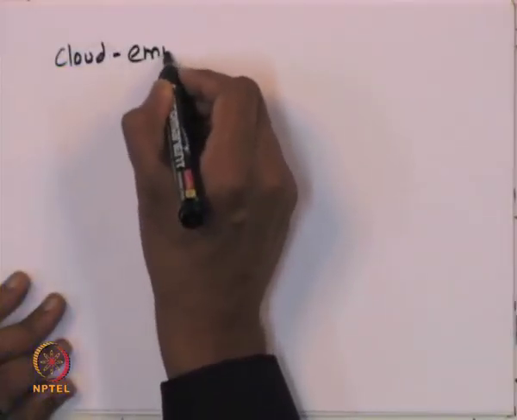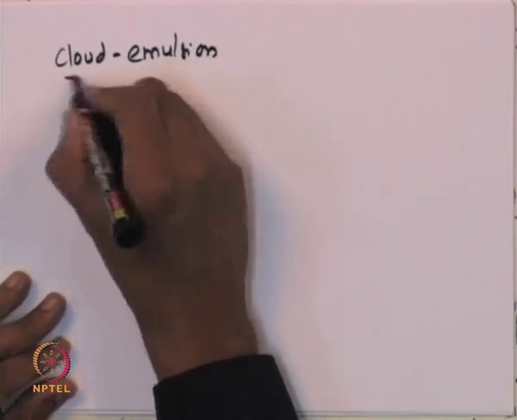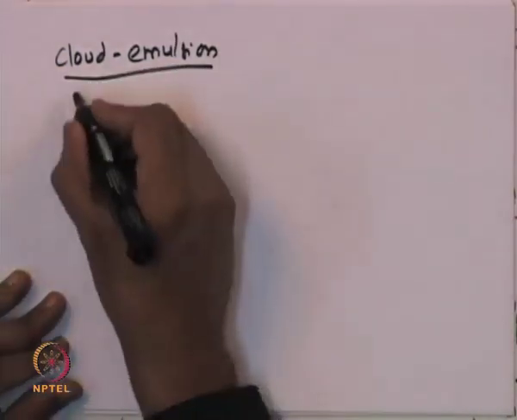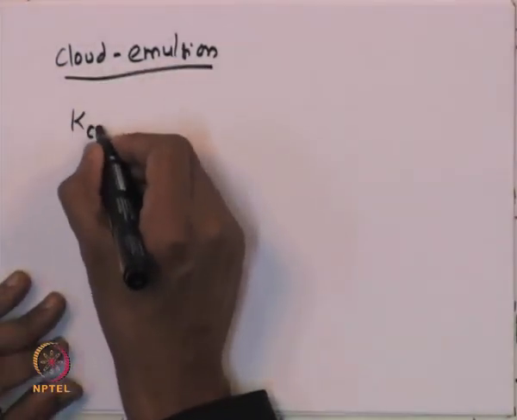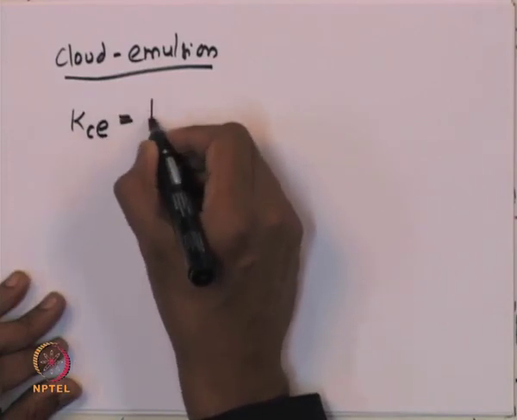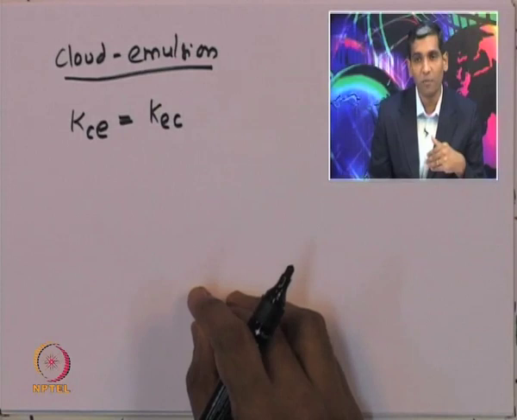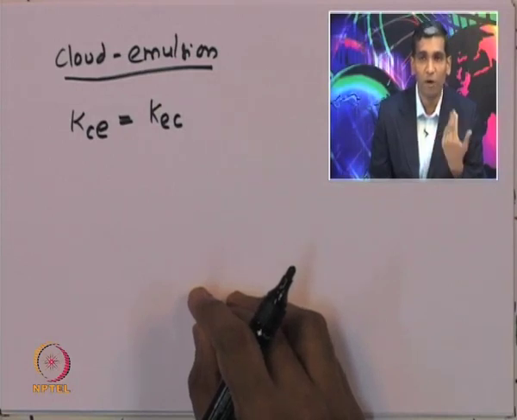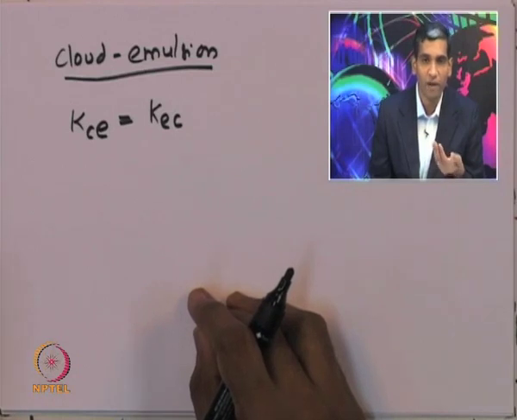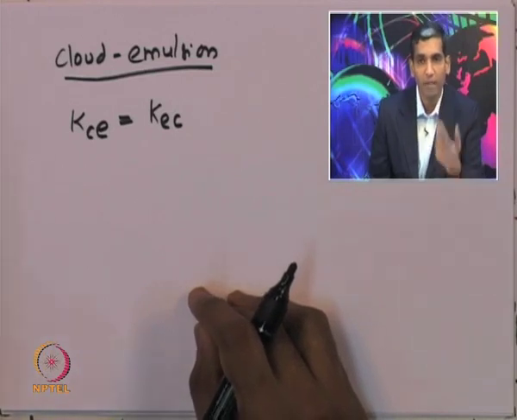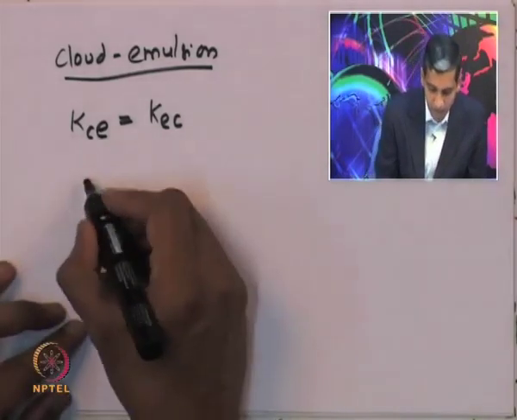So, now let us look at the correlations for cloud to emulsion, mass transport from cloud to the emulsion, and that is typically given by KCE equal to KEC. That is, KCE is the mass transport coefficient for transport from the cloud phase to the emulsion phase, and KEC is the transport of products, let us say, from the emulsion phase back into the cloud phase.